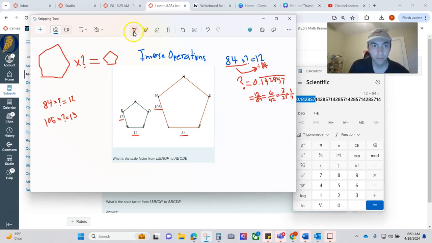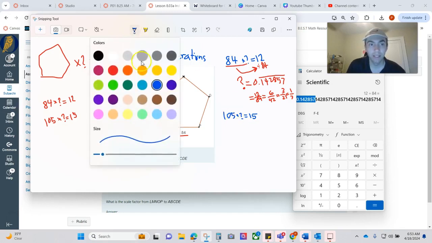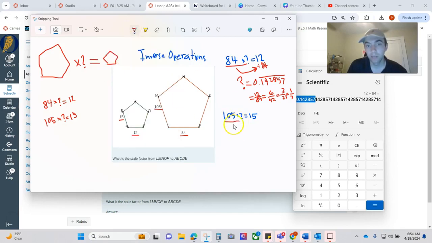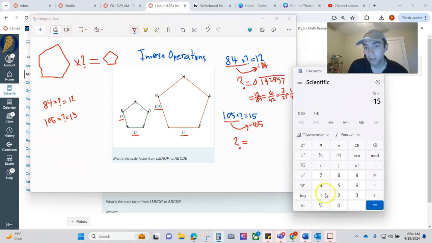Now let's try the 105 and 15 math sentence. 105 times what equals 15? I can't think that in my head, so let's use inverse operations to solve it. Instead of timesing by 105 on the right side, on the left side, let's do the opposite math to the left side. Divide by 105. So our question mark should equal whatever 15 divided by 105 is. Same thing.